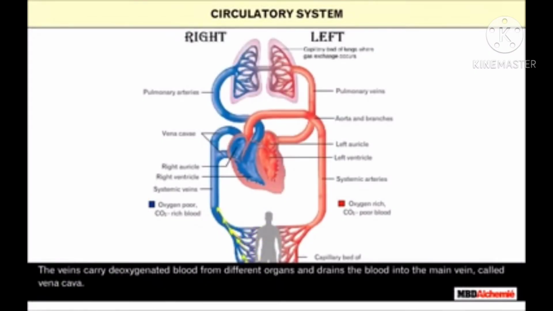Blood keeps on circulating in the body by the contraction and relaxation of the heart. Okay. Now the deoxygenated blood from different parts of the body enters the right atrium and then moves to the right ventricle through the tricuspid valve.